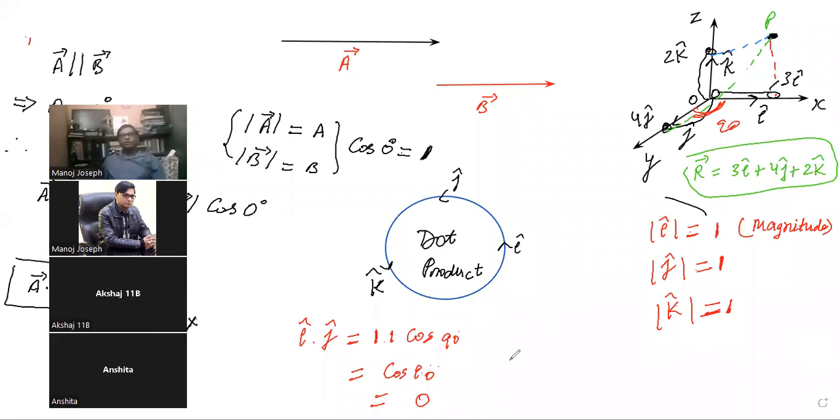So hence we can set a law here. And this law is that when you multiply I cap with the J cap, it will produce 0. You will multiply in the dot product J with the K cap, it will also produce 0. When you multiply K with the I cap, it will also produce 0, or vice versa. So when you multiply J with I, the orientation will be the same, the angle will be 90 degrees only, so it will also produce 0 again. So we can set a law here.